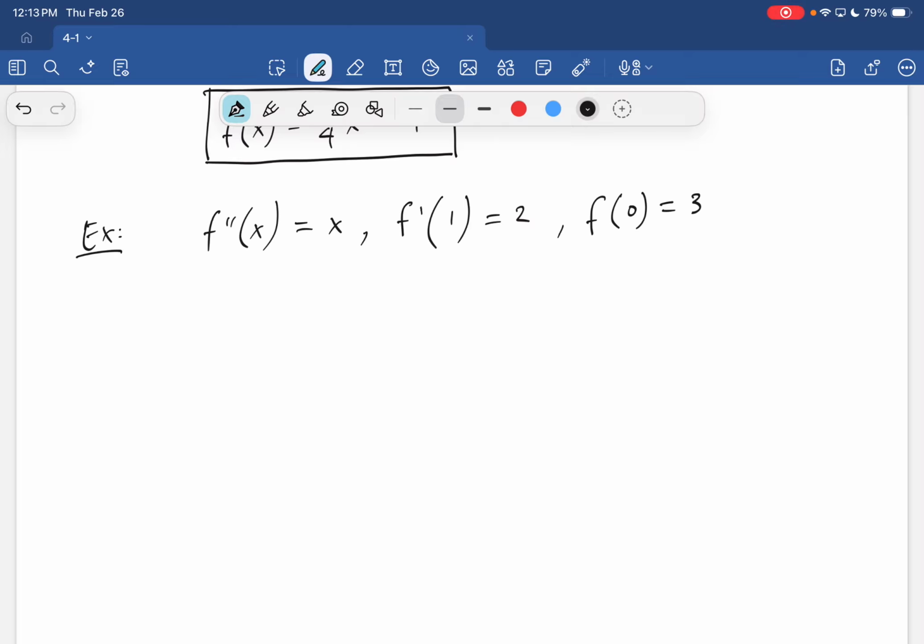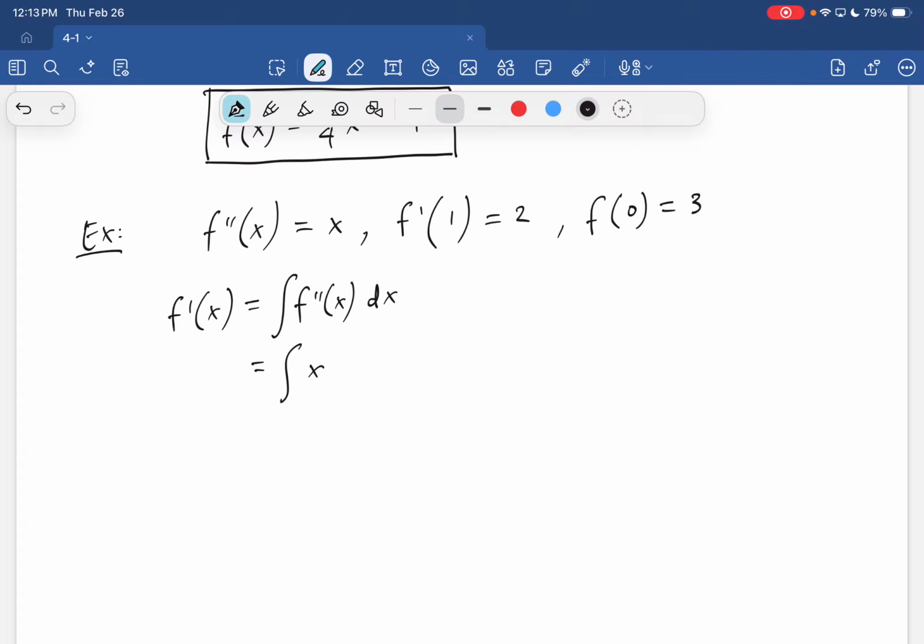Okay? So my first step is I'm going to try to find f prime of x. And so to do that, I'm going to integrate f double prime of x. So the first derivative is going to equal the integral of the second derivative. Make sense? In the end, I'm going to do it twice. Because if the derivative of the first derivative is the second derivative, then that means the integral of the second derivative is the first derivative, because they're just reverses, right?